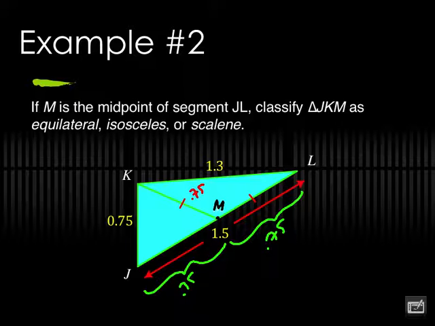How do you know that? Because I've got the tick marks on there. So therefore, what kind of triangle is JKM? Equilateral. It's equilateral, right. 0.75, 0.75, 0.75.